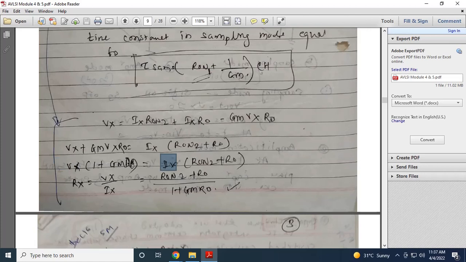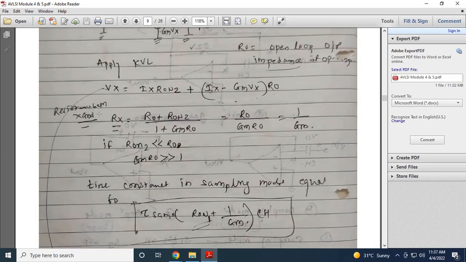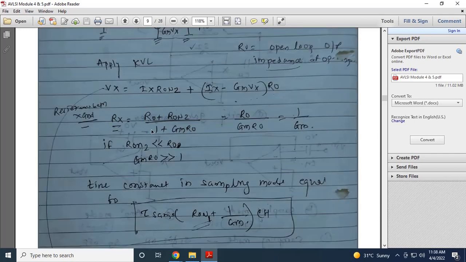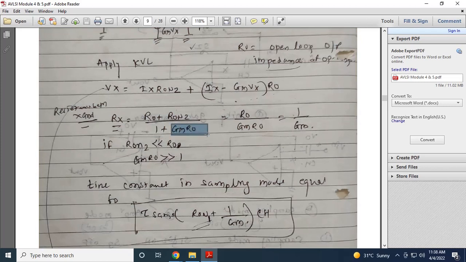So the resistance at node X, that is Rx, is equal to Vx by Ix, that is equal to (Rn2 plus R0) divided by (1 plus Gm into R0). Now as compared to 1, the product Gm into R0 is much greater, so we can neglect the 1. When you neglect the 1, this R0 will get cancelled with this R0. So Rx is equal to 1 upon Gm.